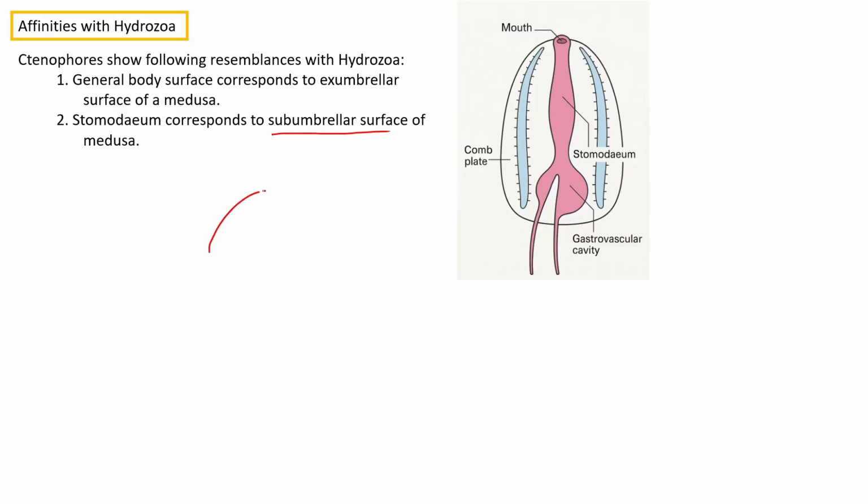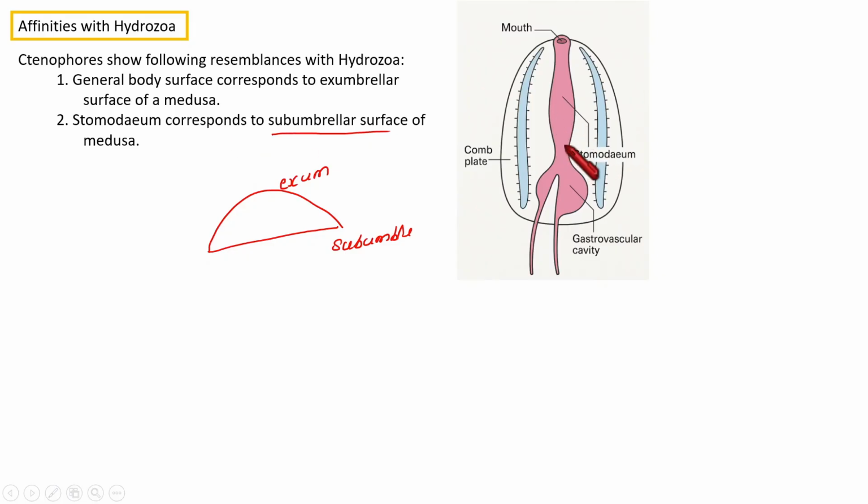I already told you that this is the exumbrellar side and this is the subumbrellar. So, by looking at this area, we may think in what way it is similar. This stomodeum is similar to the subumbrellar side of the medusa. It's not pointing out that look-wise it is similar to the subumbrellar. Instead, function-wise, this stomodeum is similar to the subumbrellar side of the medusa. So let's examine what it means by this point.